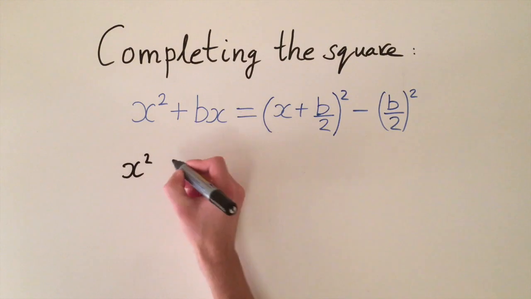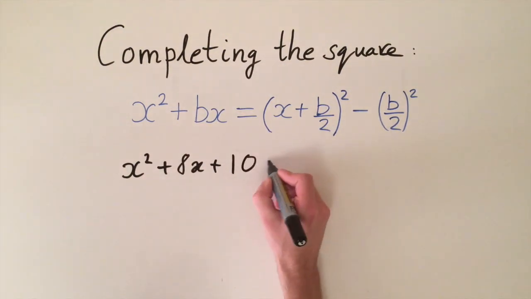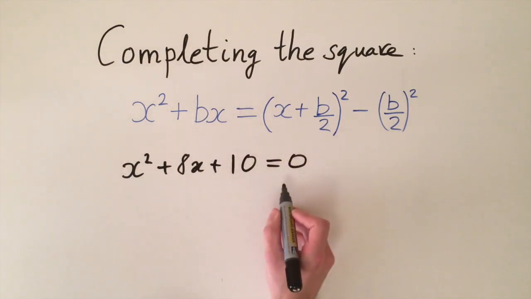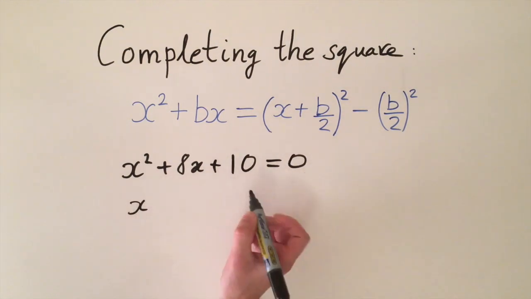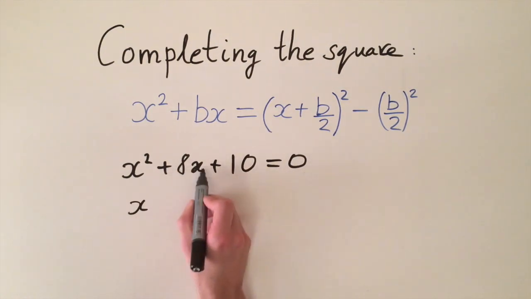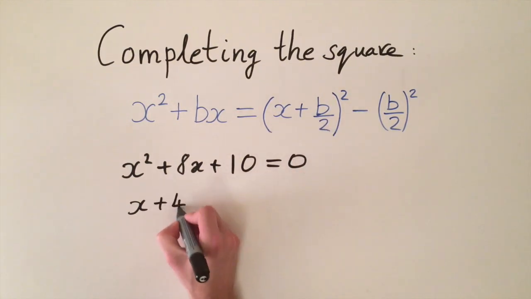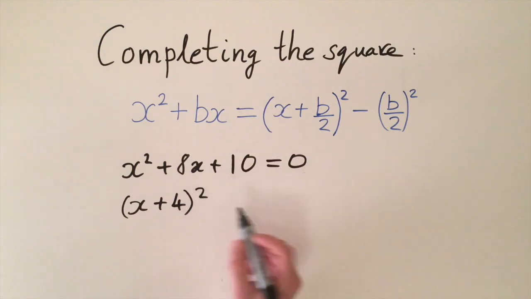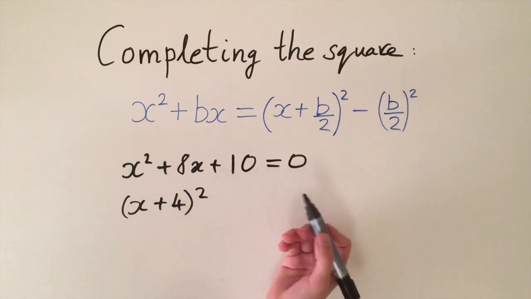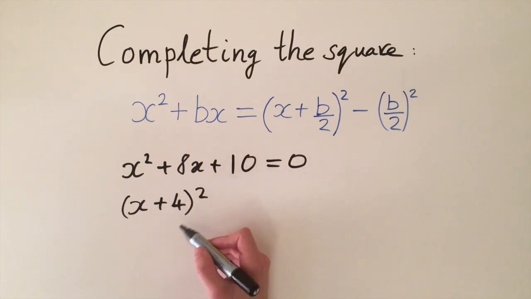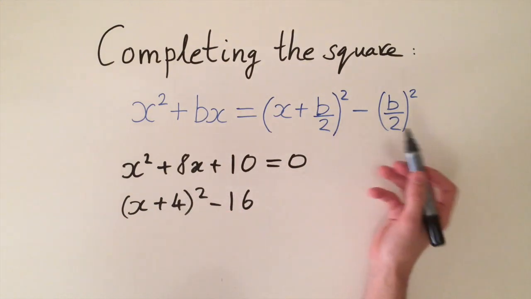We'll do x squared plus 8x plus 10, and this is equal to 0. So this is a quadratic equation, and we want to complete the square. So we're going to write down x, and then we look at the coefficient of the x term. This is 8, so we need to divide by 2, and this gives us 4. Then we square this, and now we need to subtract off the constant that these brackets would give if we were to expand them out. So we'd get 4 times 4, which is 16, so we subtract off 16. And this is exactly what this formula is telling us.